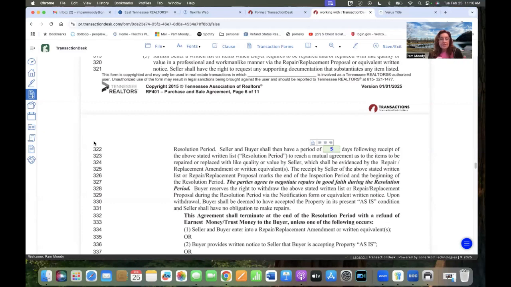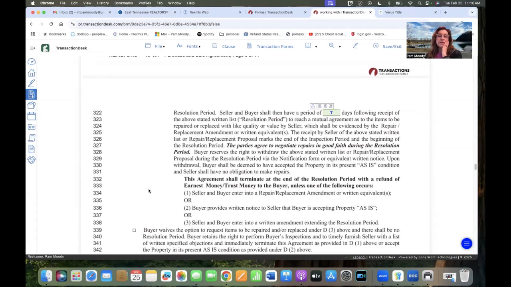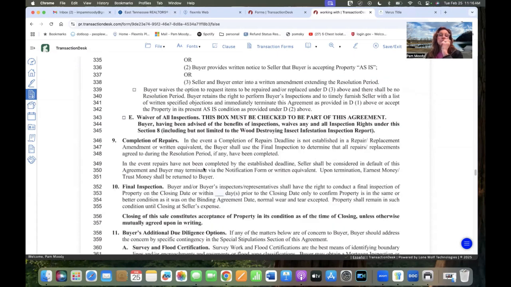My inspector just got out there. He gives me a list. I now have 7 more days, 5 more days. Let's keep it similar. I have 7 more days to get this list to my seller, so that we can come to an agreement as to whether they are going to fix these things, or if they're just going to say, no, we won't fix anything, and we're going to terminate. So this is kind of a period of time when we're working on whether or not you're going to move forward.